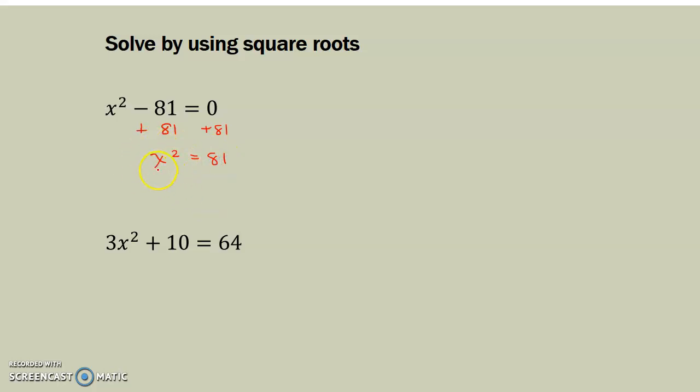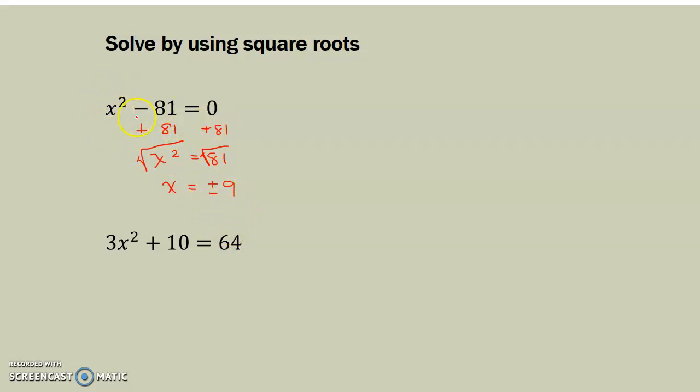And now that I've isolated my x squared, in order to solve for x, we're going to take the square root. So I'm going to take the square root of both sides so that I have x over here. And now remember, we've talked about this, that these numbers all have two roots. You have a positive root and a negative root. So the square root of 81, we're going to write as positive or negative 9. So there are two solutions here, either positive 9 or negative 9 will work when we plug it into our equation.